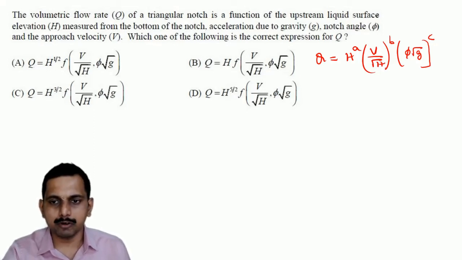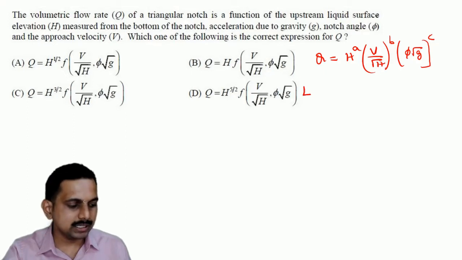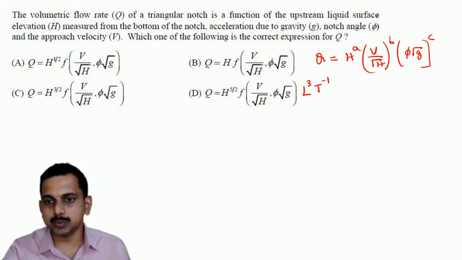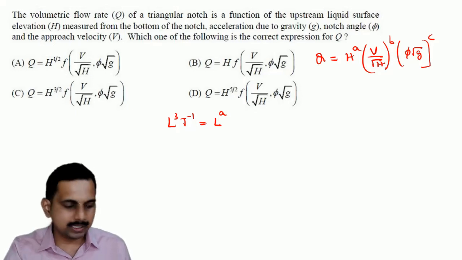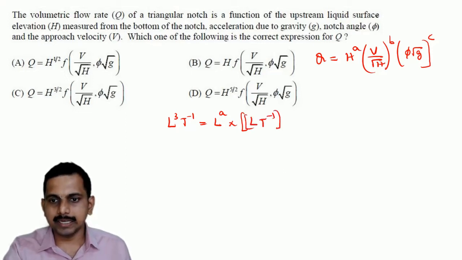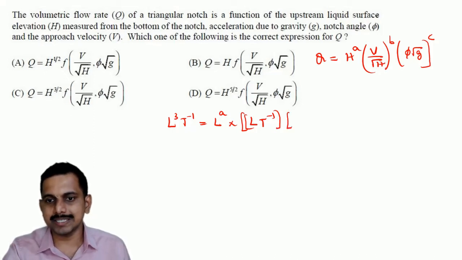How do we do that? Put the dimensional formula. Q has the dimension L cube t raised to minus 1. I'll write it below here. So if I do the dimensional formula, Q can be written as L cube t raised to minus 1, h is L raised to a, and then we have another one inside the bracket. v is L t raised to minus 1, and 1 by root h can be written as L raised to minus 1 by 2 raised to b, and then phi.